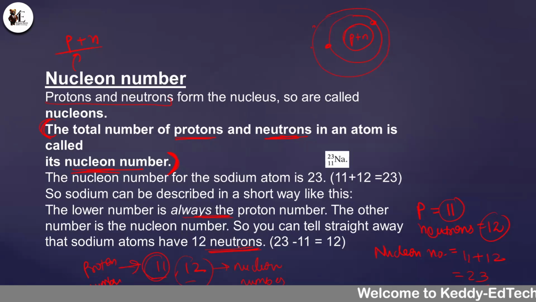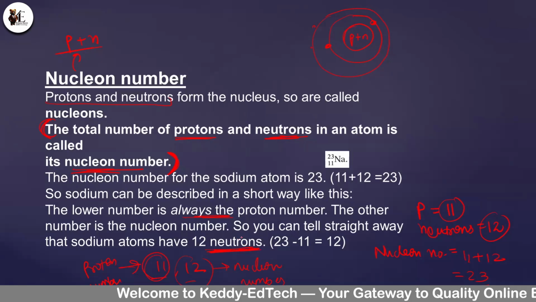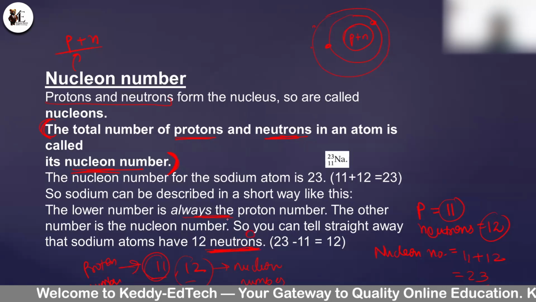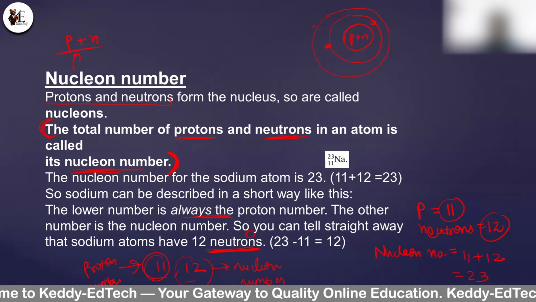So the charge on a neutron is neutral. It is 0, or you can say neutral. Okay, so is it clear what the nucleon number is?